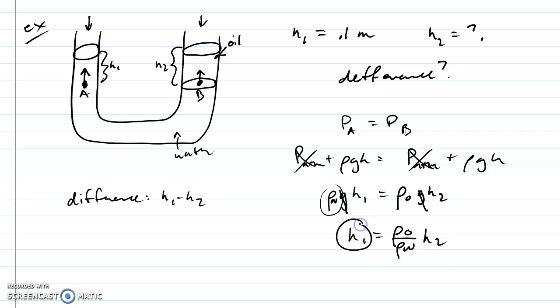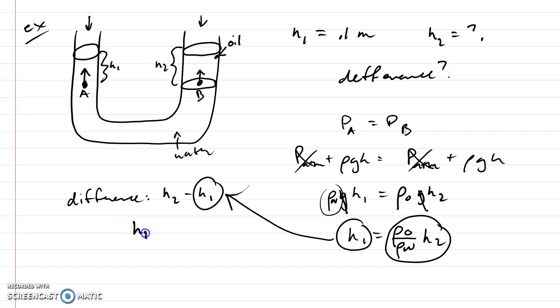Now instead of writing H over here, I can rewrite it as this. And I'm sorry, I made a mistake here. H2 is taller, so I need to write that first. H2 minus H1. So instead of H1, I'm going to substitute in. So the difference is going to be H2 minus rho of oil over the rho of water times H2. Now if I factor H2 out to the front, H2 is going to be 1 minus the rho of oil all over the rho of water.